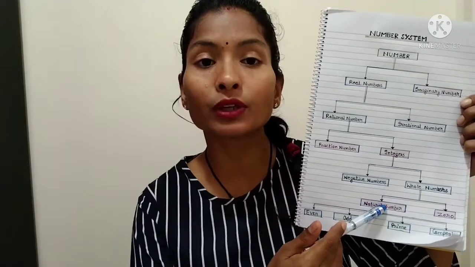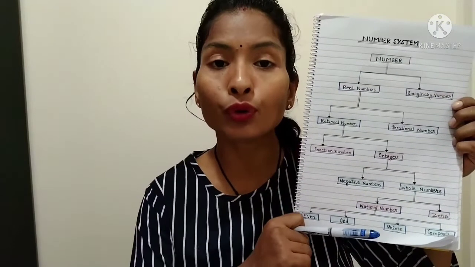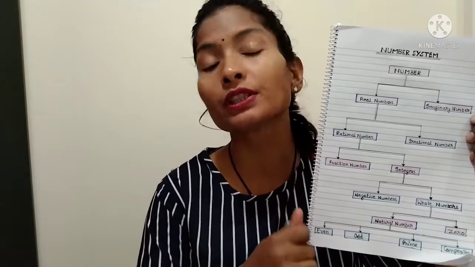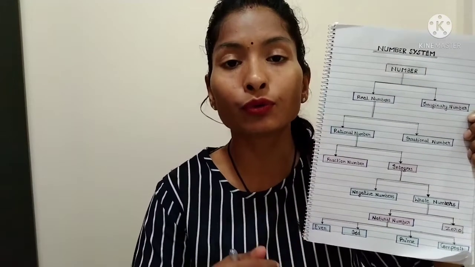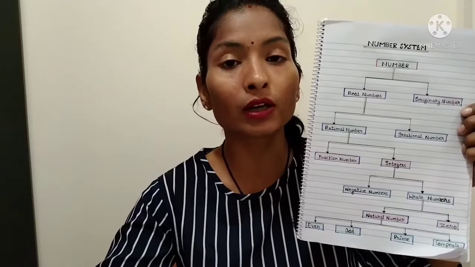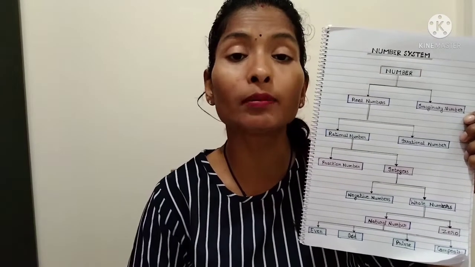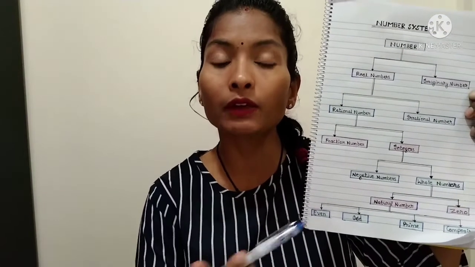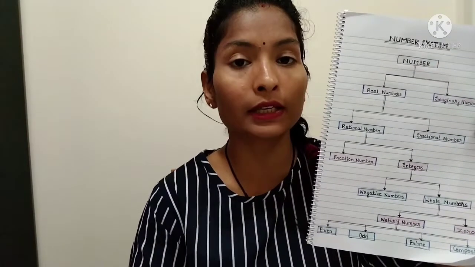Here are natural numbers. Do you know what a natural number is? Natural numbers are those numbers which start from 1: 1, 2, 3, 4, 5 up to infinity. These numbers are called natural numbers. And natural numbers are of 4 types. First is even numbers. Even numbers are those numbers which are divisible by 2. For example, 2, 4, 6, 8, 10, 12. All these are even numbers.